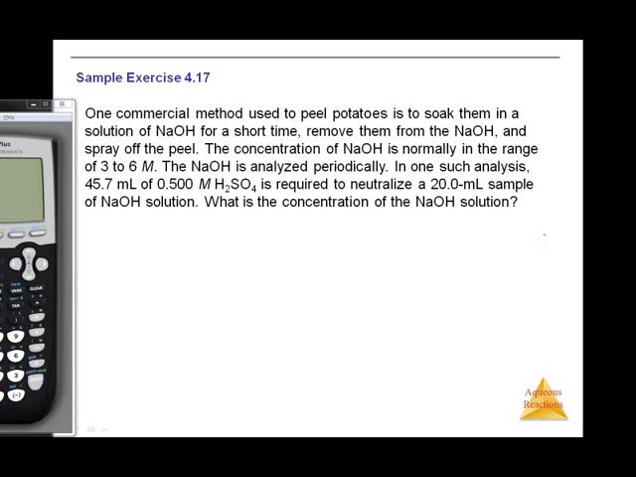One commercial method used to peel potatoes is to soak them in a solution of sodium hydroxide for a short time. Sounds like a real chemist solution. Remove them from the sodium hydroxide and spray off the peel. The concentration of sodium hydroxide is normally between 3 and 6 molar. Sodium hydroxide is analyzed periodically. In one such analysis, 45.7 milliliters of sodium hydroxide is required to neutralize 20 milliliters.